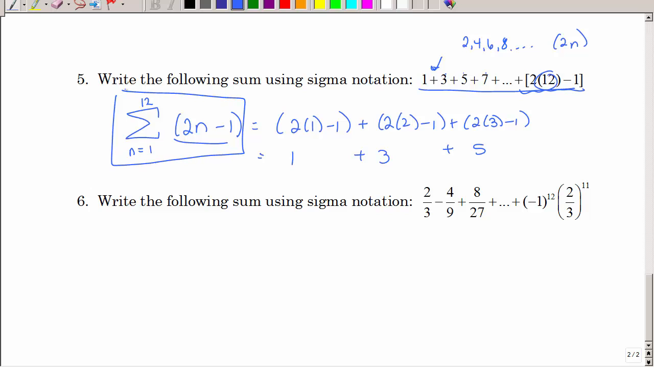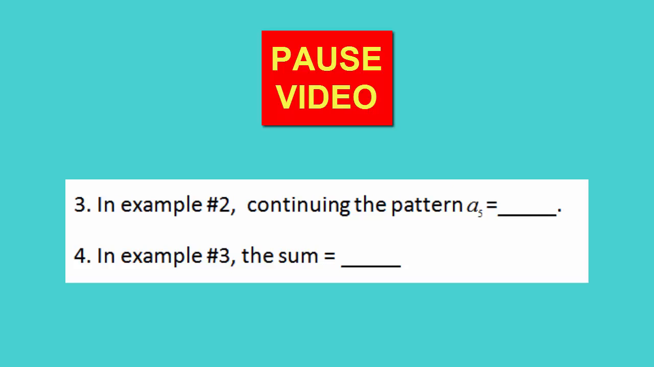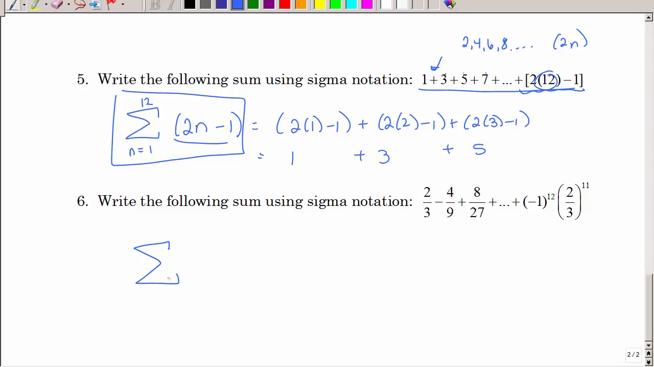So that's the answer. Write the following sum using sigma notation. Again, it's kind of weird. Okay, so let's do this one. This last part really helps us out. Kind of helps us with that formula, don't you think?